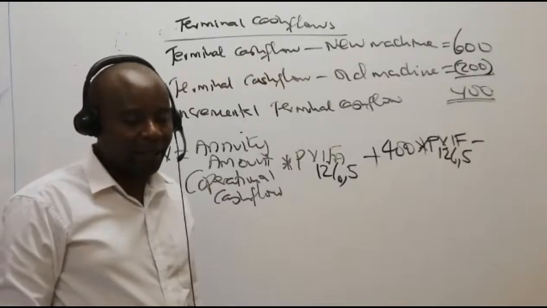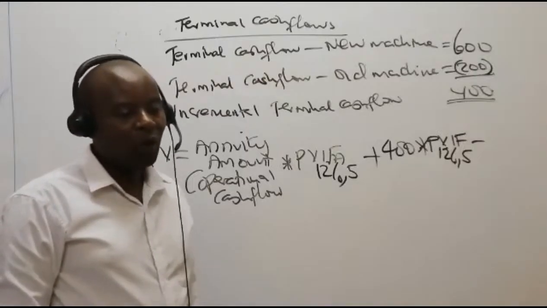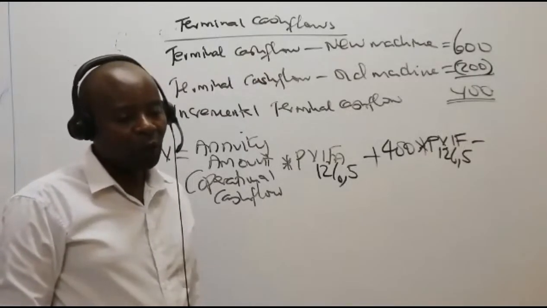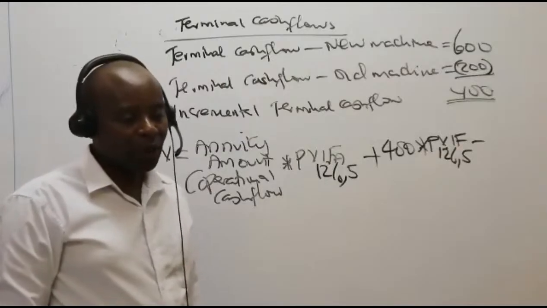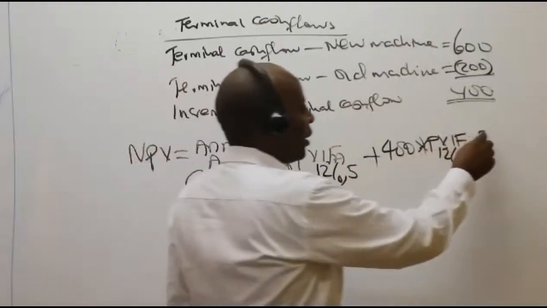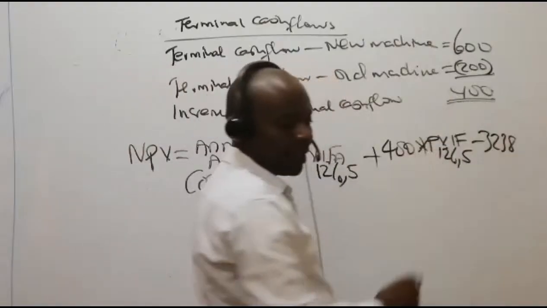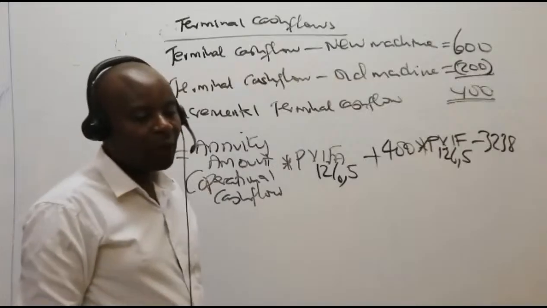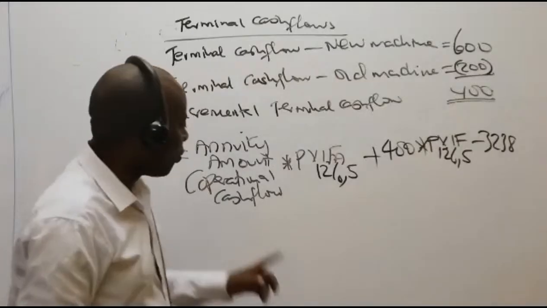Who is able to remind us what the initial outlay was? It was 32.38. Remember that initial outlay is never discounted at all. The initial outlay, if I could rewrite this.